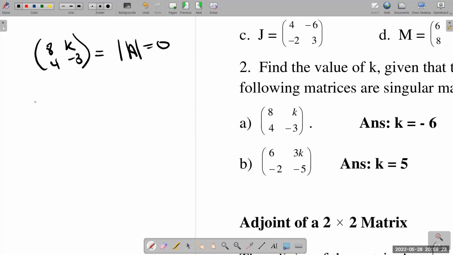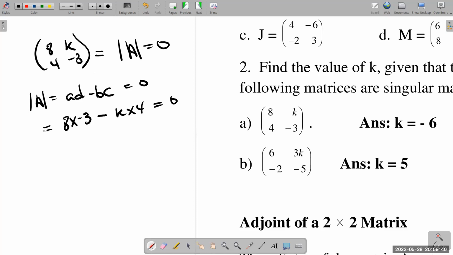So let's go. What is the determinant of this set? AD minus BC. What 2 numbers am I multiplying? That's 8 times negative 3 minus K times 4, and that is equal to 0. Everybody with me so far? 8 times negative 3 is negative 24 minus 4K, and that is equal to 0.